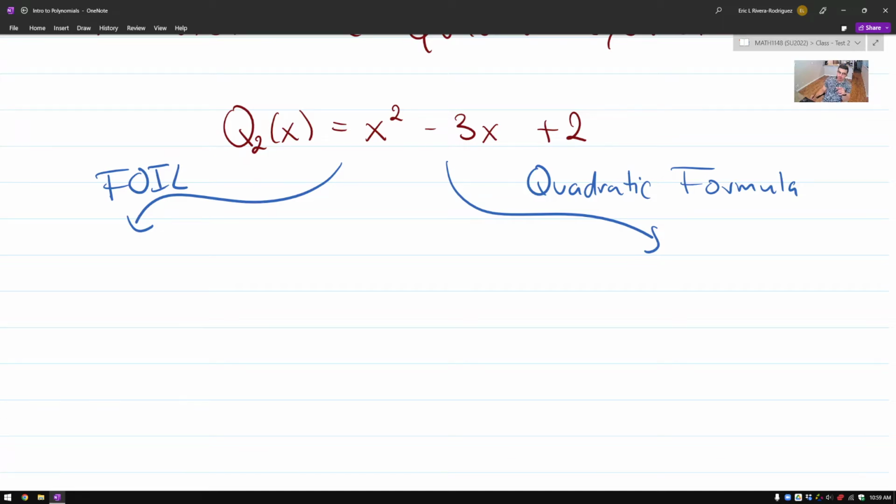Question: do you know the FOIL method? Do you know the quadratic formula? Have you previously at least worked with those methods? Okay. Okay, perfect.